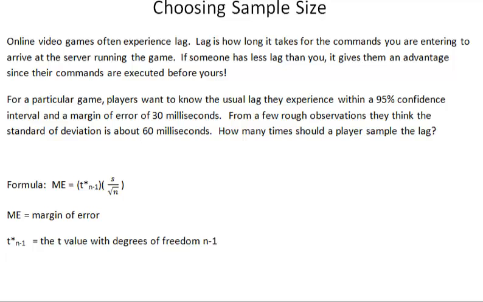The T star with N minus 1 in the bottom subscript, that's the T critical value for the degrees of freedom that we have. Degrees of freedom being represented by the N minus 1. S in this case is the sample deviation. Sometimes we'll use S with a little subscript of X for that. And N is going to be the number of samples. That's kind of the usual.